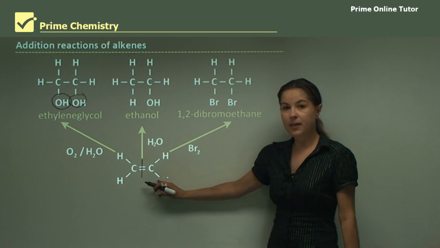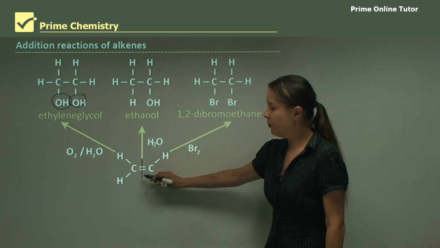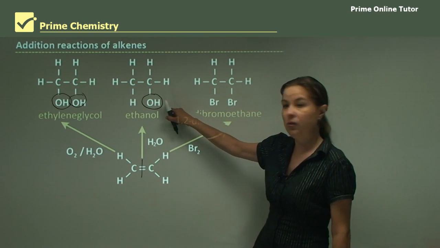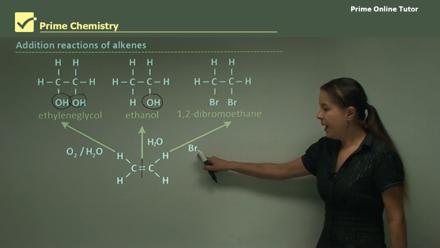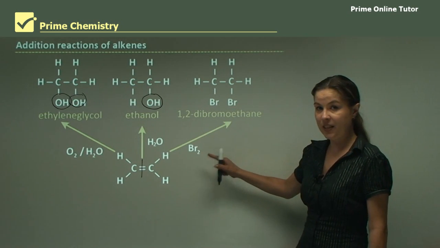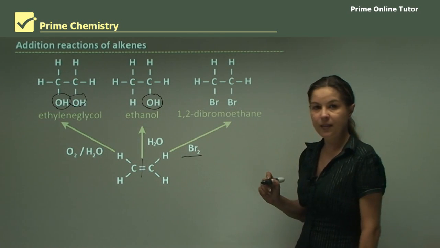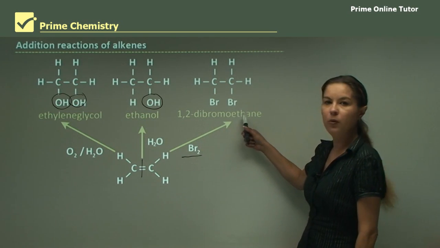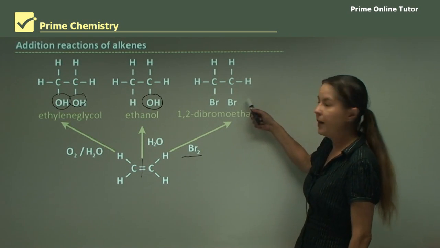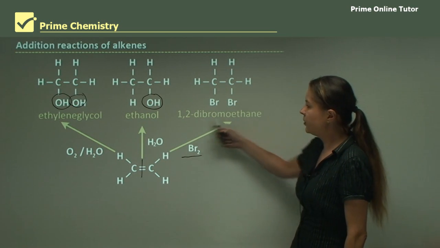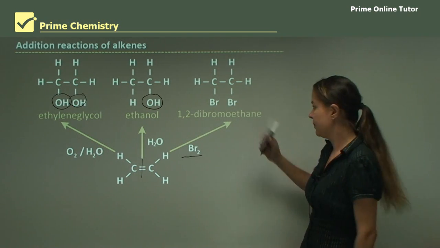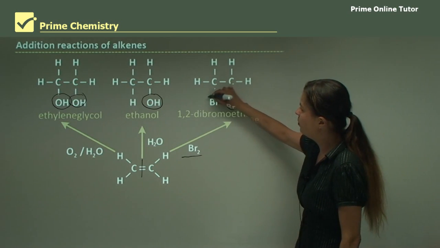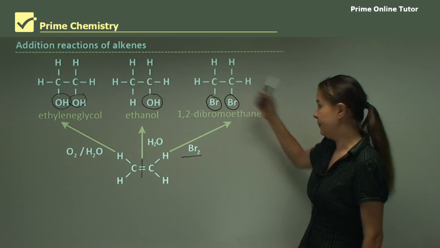So we can also react ethylene with water, again breaking that bond, and we get ethanol with just 1 alcohol group. And we can also undergo what's called halogenation by using a halogen, in this case bromine, to get 1,2-dibromoethane. Now this is the IUPAC name for this compound, and I'll just remind you about how we name this. So what we've done is we've broken the bond and we've got 2 bromo groups on the new alkane.